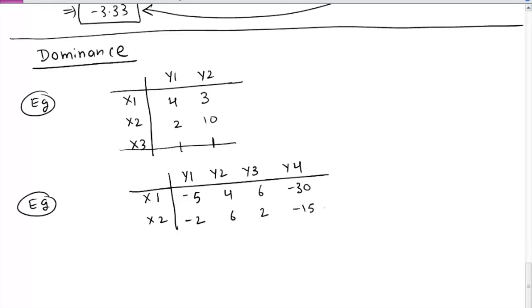If you look carefully at this payoff table, you will find that player Y will never choose the second and third strategies, because player Y can win by choosing either the first strategy or the fourth strategy. So Y2 will never be used. Similarly, Y3 will never be used because the other strategies dominate the second and third strategies.